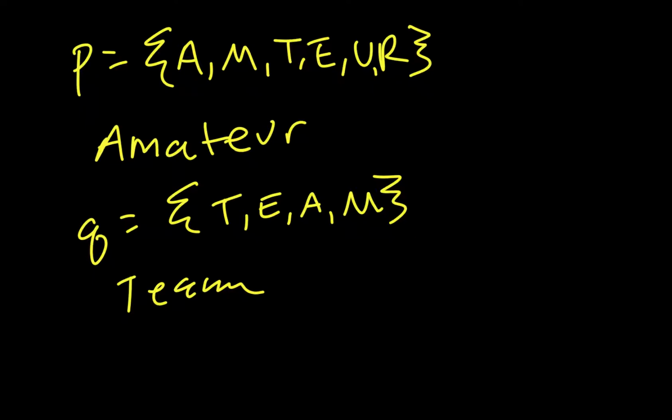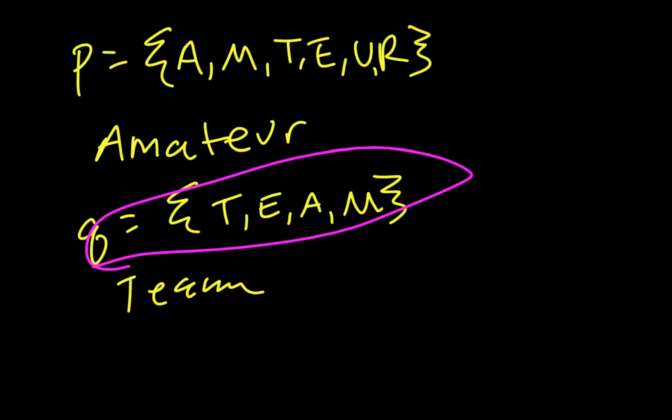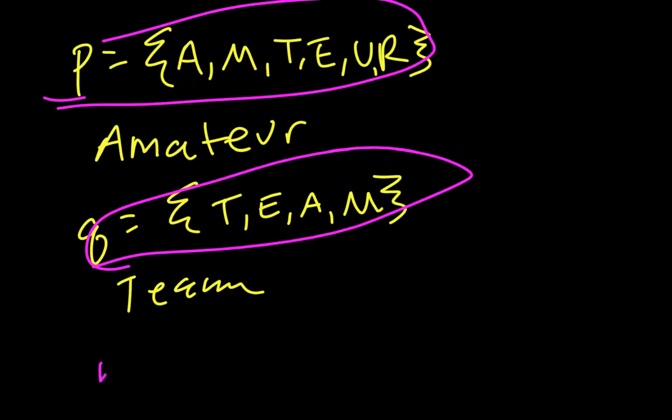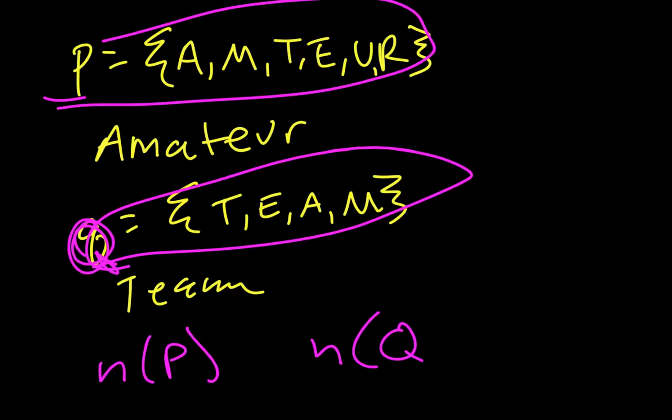So that's what it's asking you to do on part A. I guess the answers are these two things for part A. Now part B is written like this. N of P, N of Q. I guess this should have been a capital Q. Sorry about that. Capital P, capital Q.